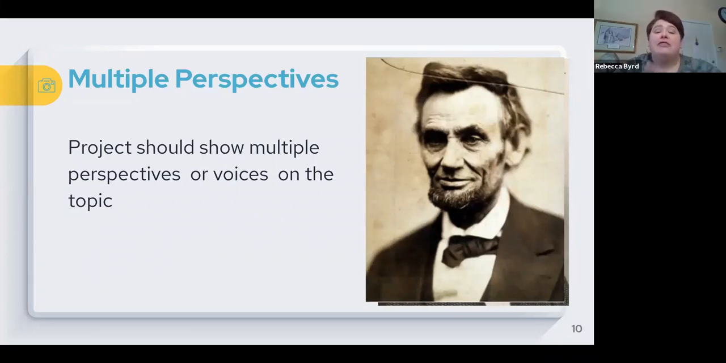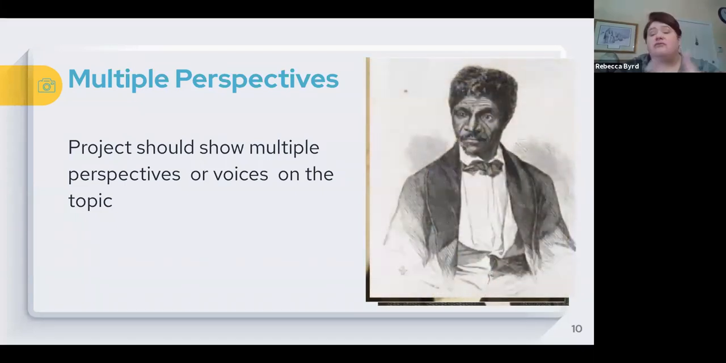And so you might think at this point that you'd really covered the multiple perspectives, because we've got Douglas saying, yes, let's allow slavery to expand, let's let the people decide. You've got Lincoln saying, no, we don't want to allow slavery to expand to the Western territories. But that's not the only voice.